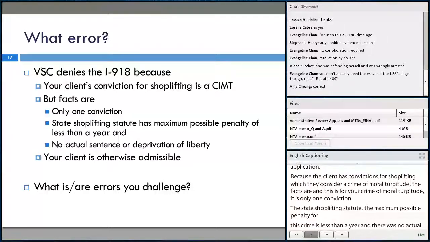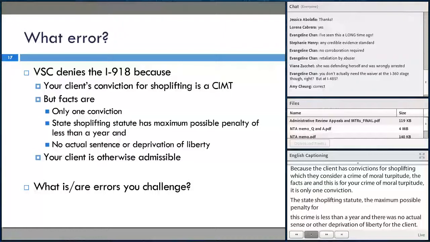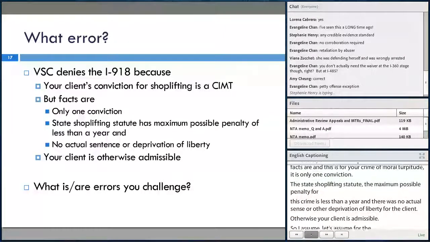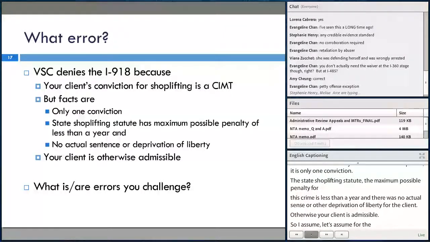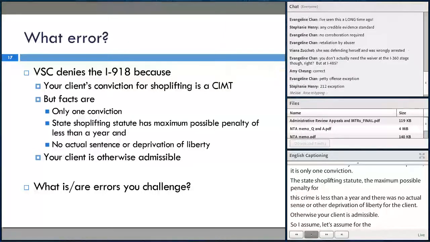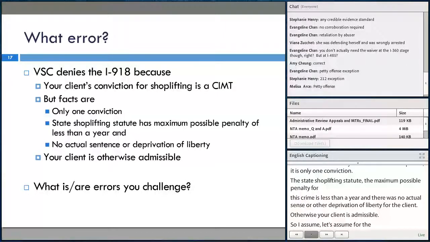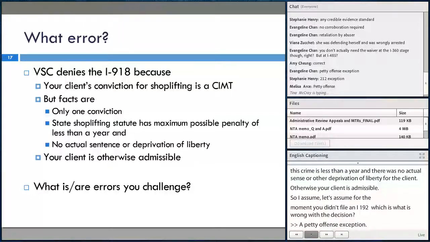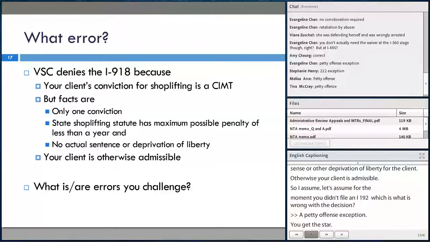So let's assume for the moment that you didn't even file an I-192 here. Why would you not have had to file an I-192, which is essentially the same answer as what is wrong with their decision here? A petty offense exception. Evangeline, you get the star. Very good. So for those of you who aren't familiar, this has nothing to do really specifically with survivors.